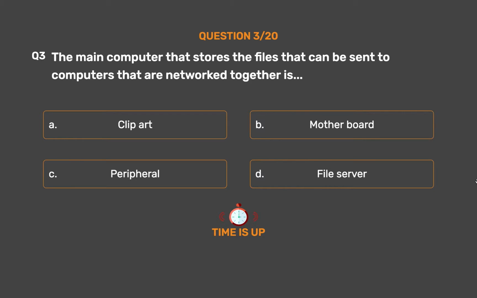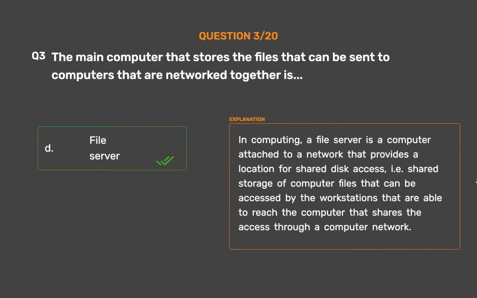The correct answer is Option D. File server. In computing, a file server is a computer attached to a network that provides a location for shared disk access, i.e. shared storage of computer files that can be accessed by the workstations that are able to reach the computer that shares the access through a computer network.